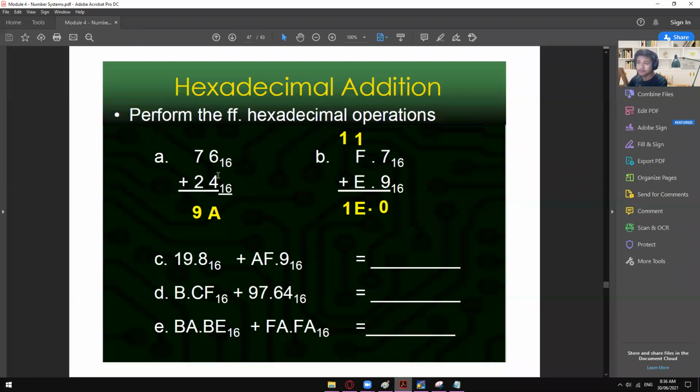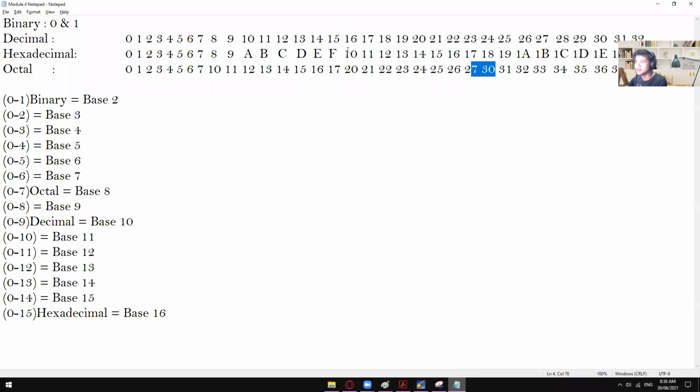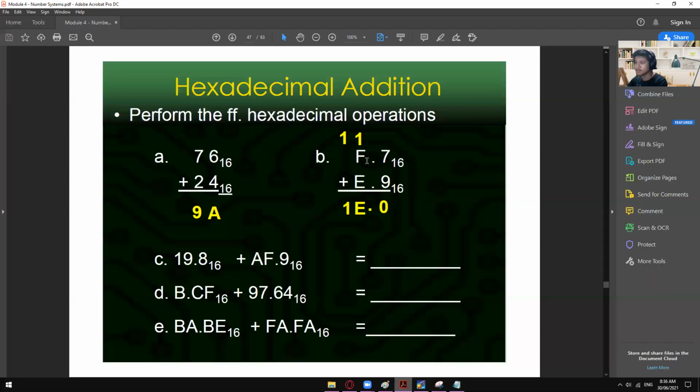So in here, 4 plus 6 is 10. So again, if you guys can still remember, 10 in hexadecimal is letter A. Okay, so that is why we have put here A as a result. And then 7 plus 2 is still 9. Okay, but in here, 7 plus 9 is 16, so how did we get that? In hexadecimal, 16 is 10. So that's the reason why it's carry 1, bring down 0.